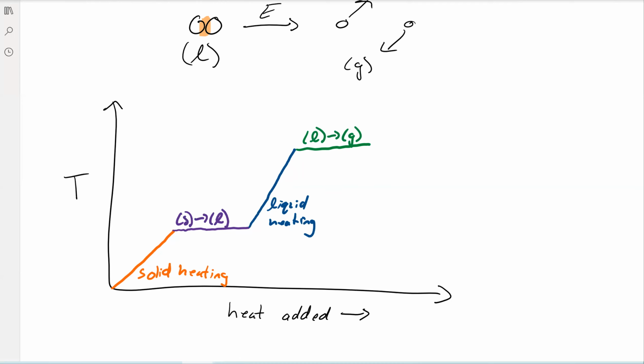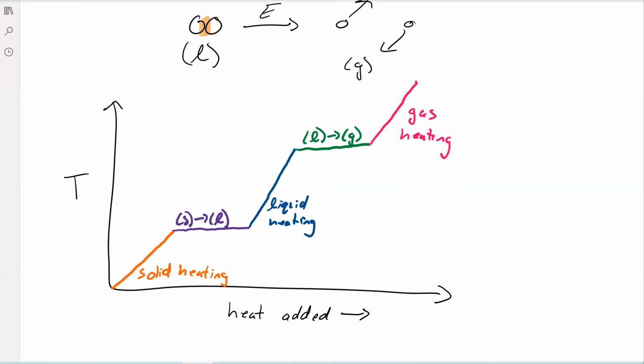Once it's all turned into gas, assuming you had some kind of closed container, you could continue to heat that gas up further. If you're taking the water analogy, it'd be steam. You can heat steam way above 100 degrees Celsius. So this is generally what a heating curve looks like.